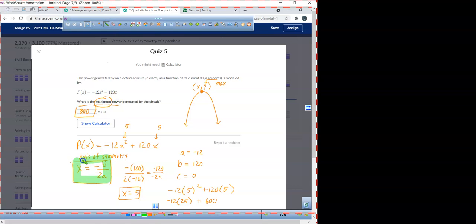The axis of symmetry. Now, what does the axis of symmetry do, guys? What's the purpose of it? It splits that parabola what? Right down the middle. I'm trying to do it. Maybe a third time's the charm. I don't know. Nope. Fourth. That's not bad. Okay, so the axis of symmetry always passes through the vertex. So if I find the x value, then I can plug it in and I can find the y value. So 300 watts.